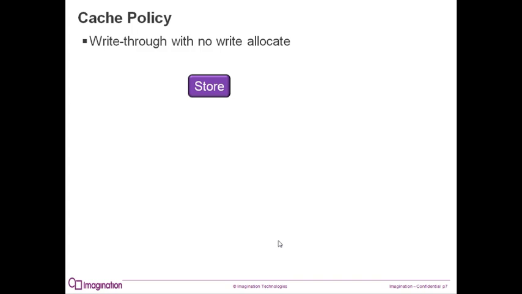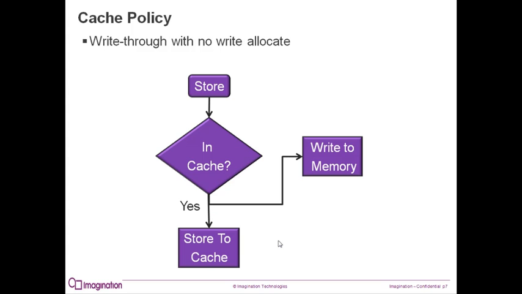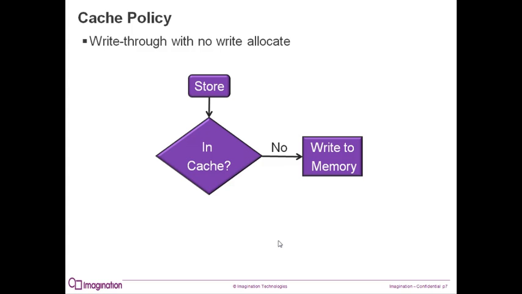On a store, search the cache to see if the target address is cache resident. If it is resident, the cache contents are updated and main memory is also written. If the cache lookup misses, only main memory is written and no cache line is allocated. Important points here are: there is no read of a cache line on a miss, therefore no cache line is allocated. And the cache never contains dirty data, thus there are no write-backs on cache evictions.